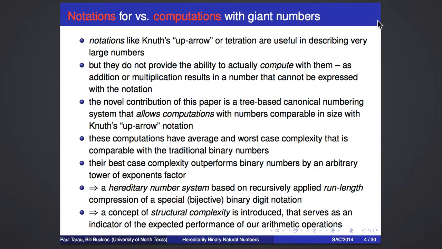So what we would like to show you is a novel canonical numbering system that allows computations with numbers comparable in size with the Knuth up-arrow notation. These computations have average and worst case complexity that is comparable with the traditional binary numbers, but their best case complexity outperforms binary numbers by an arbitrary tower of exponents factor.